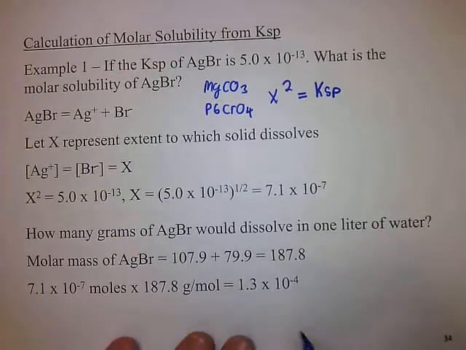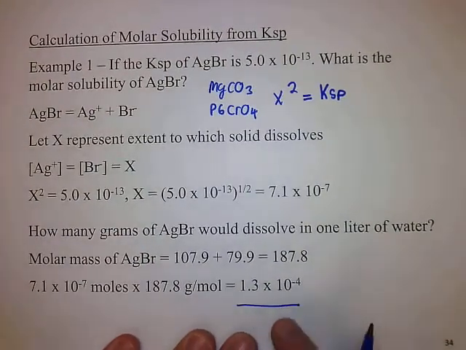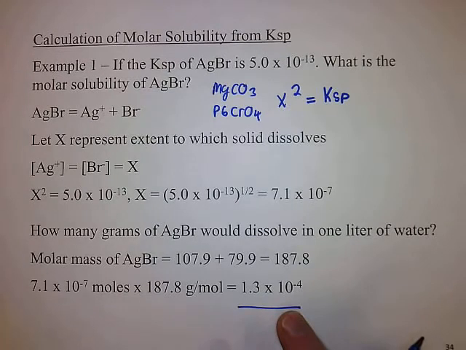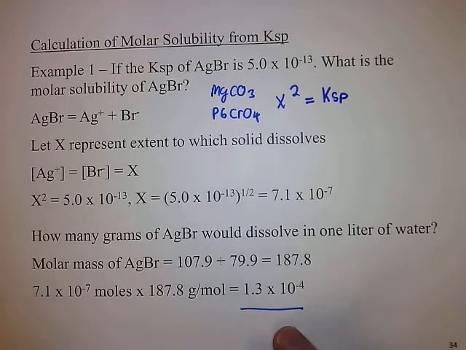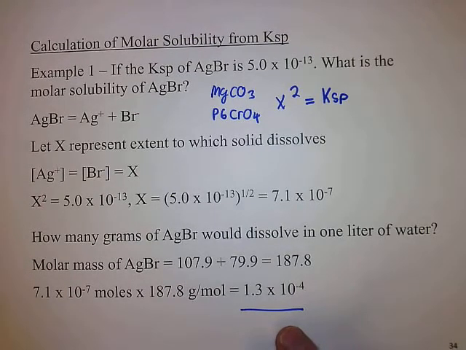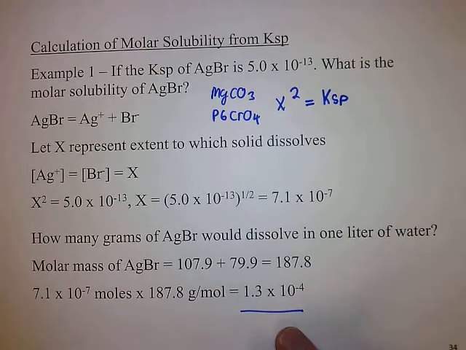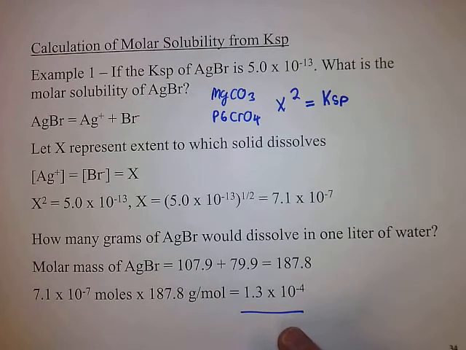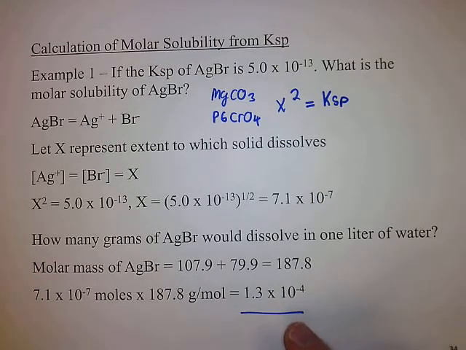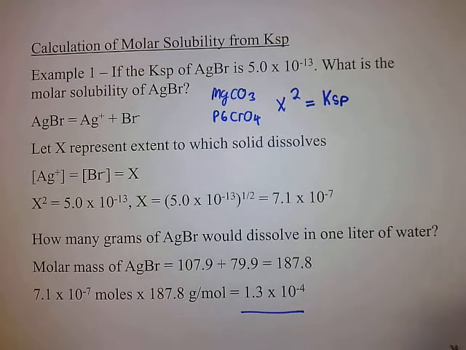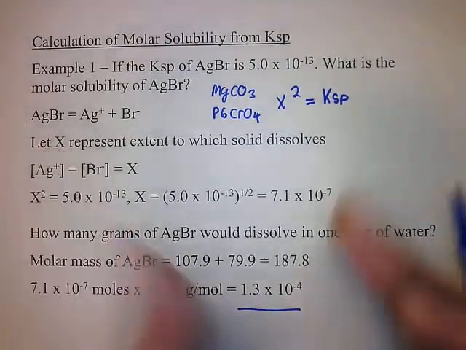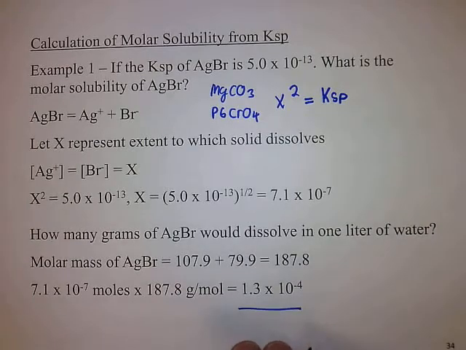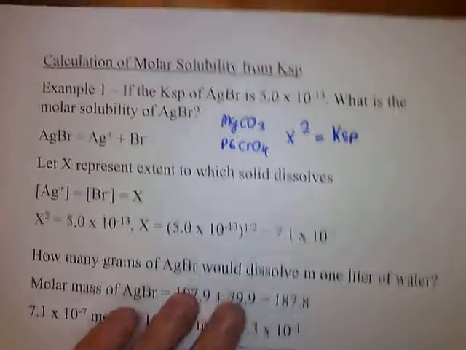Now, one of the reasons I did this is I wanted to demonstrate what a small number this really is. You would not be able to measure this on the balances that we have in the general chem lab. They only go to 3 places past the decimal. You would have to have a special balance to be able to get more than 3 places past the decimal to even be able to measure a mass this small. Point is that the compound dissolves, but it dissolves to a very, very small extent.